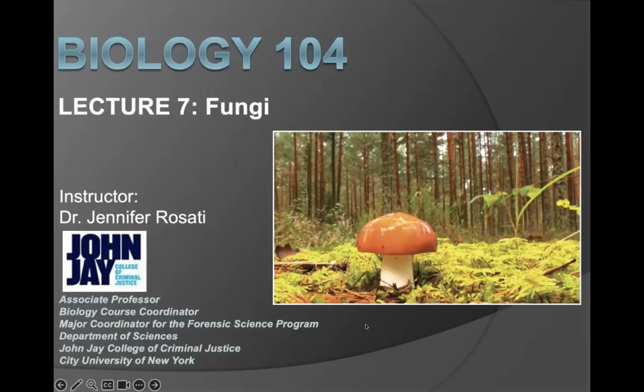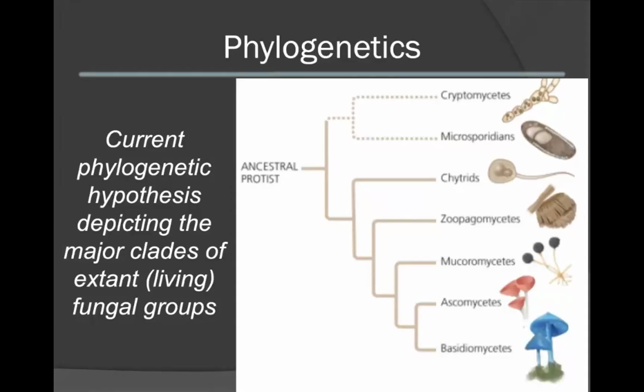Welcome to Lecture 7, where we will go over the diversity and characteristics of fungi. This diagram represents the current phylogenetic hypotheses representing the relationship between the major clades of extant or living fungal groups. Note that we have a common ancestral protist, which was considered to be flagellated.